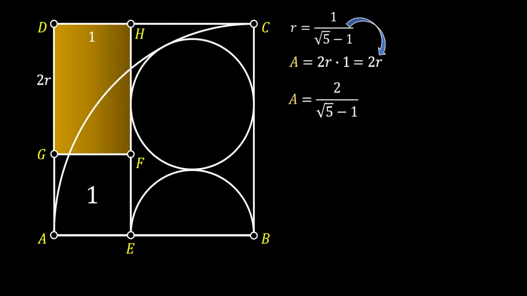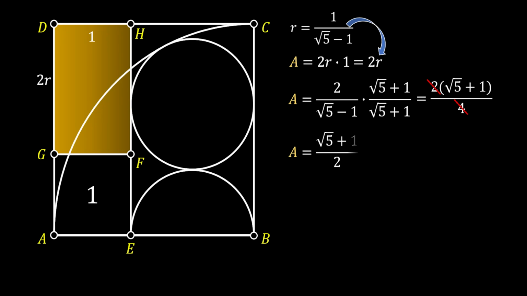Of course, we're going to rationalize this, and you can see that in the denominator we will get the difference of squares, so it will be equal to 5 minus 1, which equals 4. Now we can simplify 2 and 4, and we will finally get that our golden area is equal to square root of 5 plus 1 over 2. And now, all of you math lovers out there already know what this is. And if somehow you're not familiar with this number, let me put it in decimals. This actually equals 1.618, etc., etc.